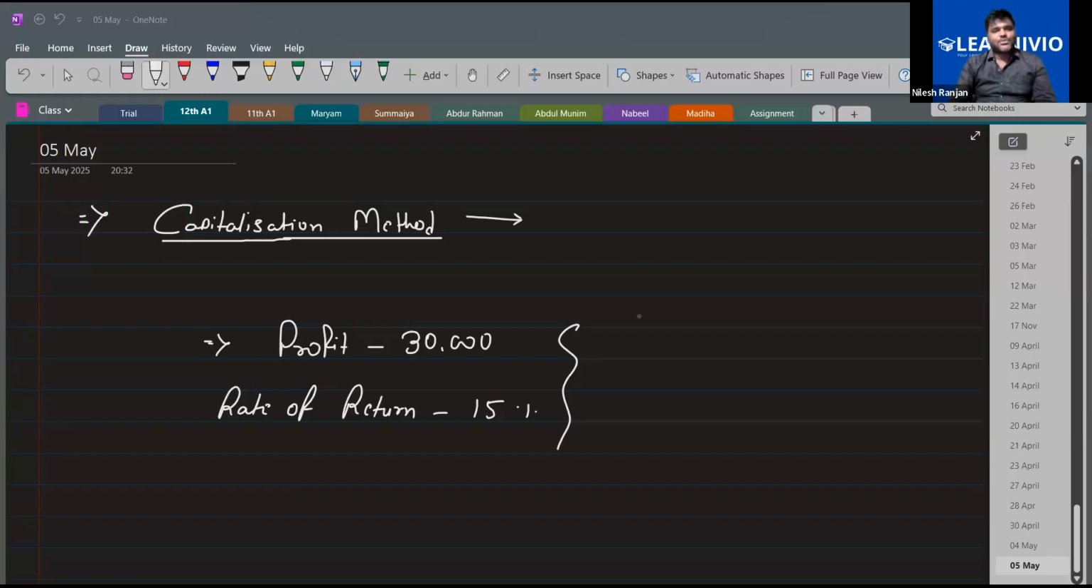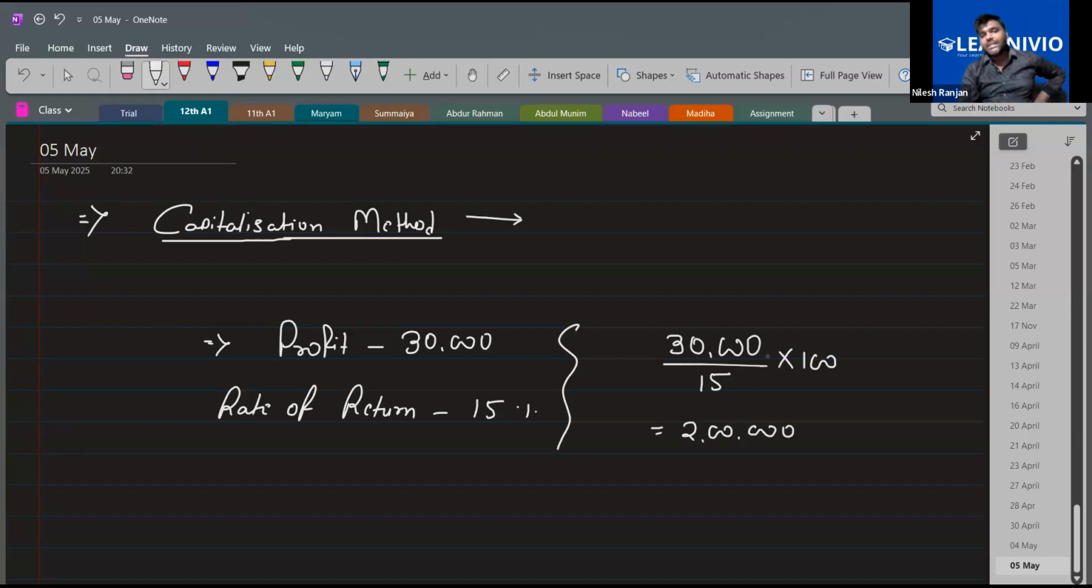Okay. So profit is 30,000, rate of return is 15%. You don't know how to calculate it. So the formula is 30,000 divided by 15%. The profit that you want to earn divided by the rate at which you will earn the profit. So 15% means this. So it is 2 lakh.